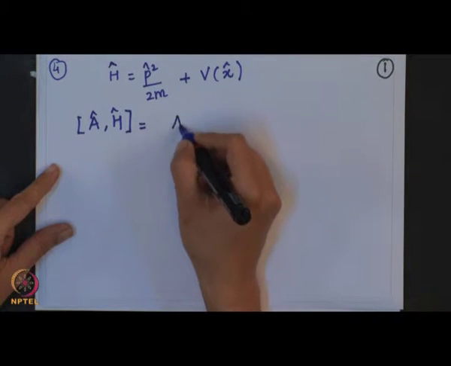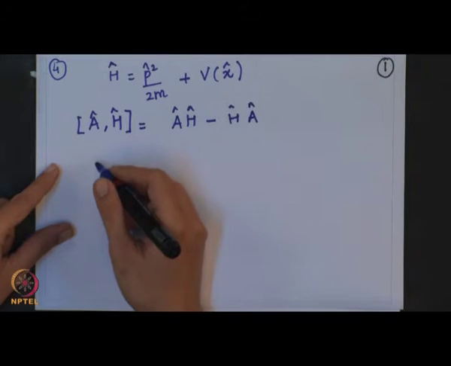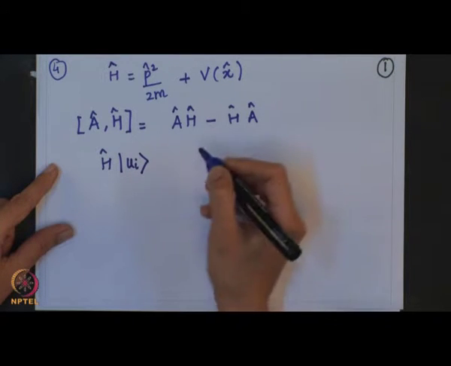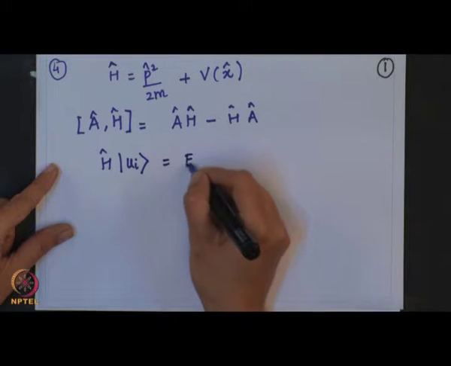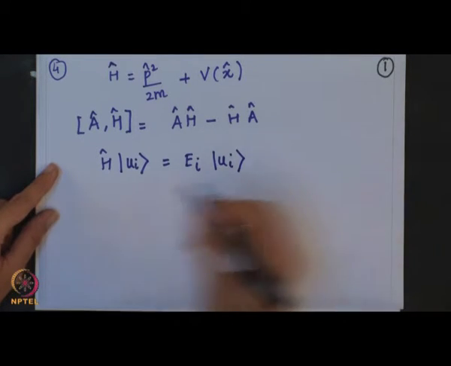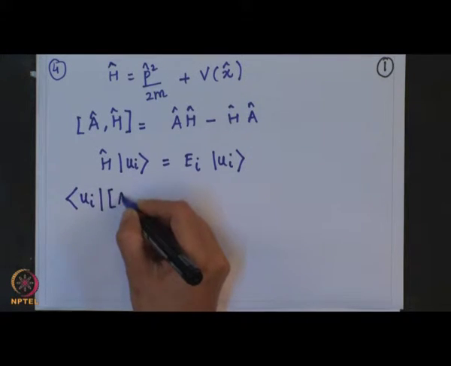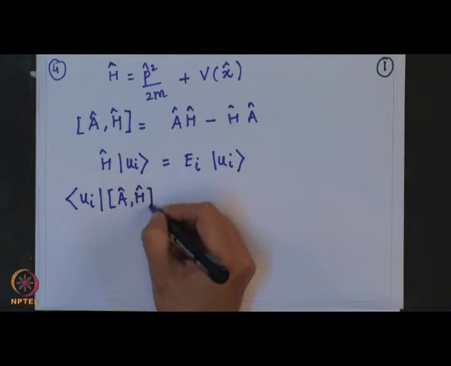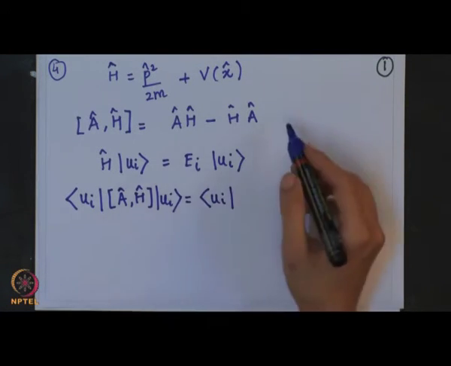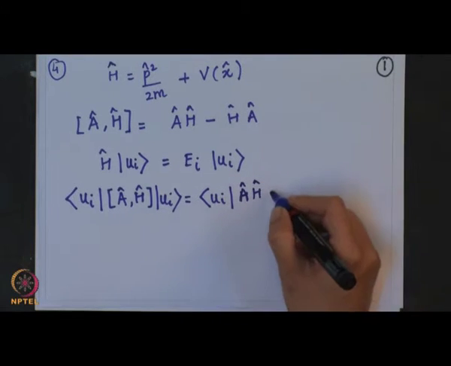This would be nothing but AH minus HA. Now, you are also given that H is an operator which, when operated on the eigenstate, will give you an energy eigenvalue: H ui equals Ei ui. This is known. Now, let us compute the expectation value of the commutator of A and H in ui.